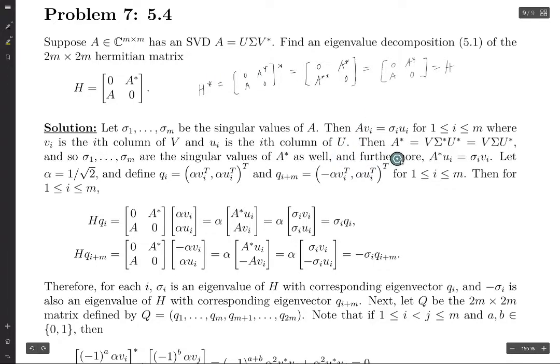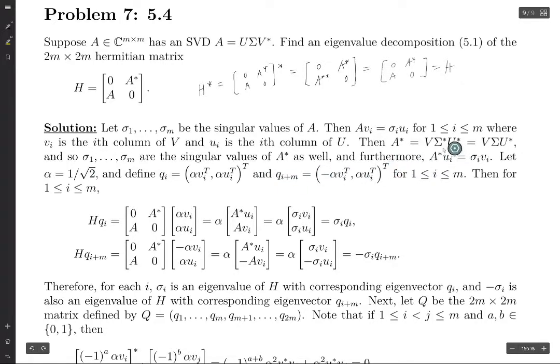Okay, well then A star is, if you take the star of U sigma V star, you flip the order and you put stars on everything. So you have V star star, which is just V, then you have sigma star, and you have U star. But sigma is real, so sigma star is just sigma. So A star is V times sigma times U star. And so this is the singular value decomposition of A star. And so sigma 1 through sigma m are the singular values of A star as well.